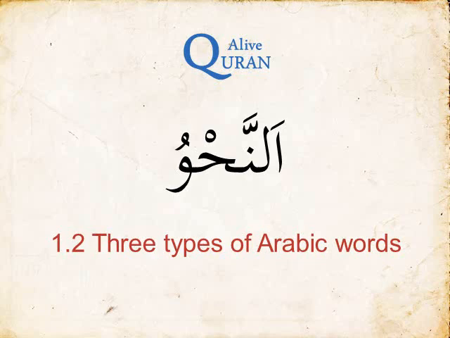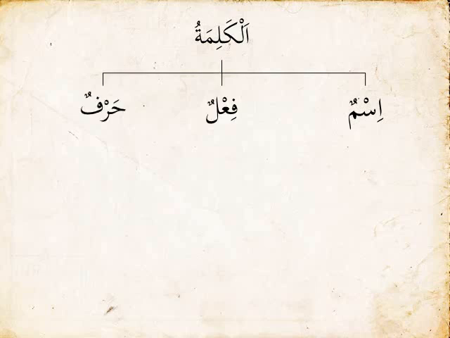Today we're going to discuss the three types of Arabic words. We have the word al-kalima. Al-kalima means the word. So al-kalima, the word, in other words, any Arabic word or every Arabic word will be one of three types. These three types are called ismun, fi'lun, or harfun. In other words, every single Arabic word will either be ismun or fi'lun or harfun. There is no fourth category.